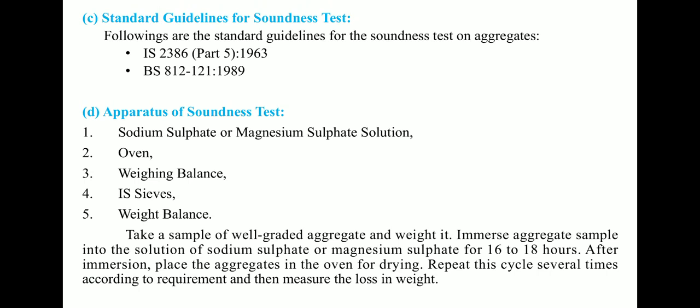Apparatus used for soundness test are sodium sulfate or magnesium sulfate solution, oven, weighing balance and IS sieves. Take a sample of well graded aggregate and weigh it. Immerse the aggregate sample in the sodium sulfate or magnesium sulfate for 16 to 18 hours. After immersion, place the aggregate in the oven for drying. Repeat this cycle several times according to the requirement and then measure the loss in weight. This will simply tell you whether it is sound enough to withstand the loading action.